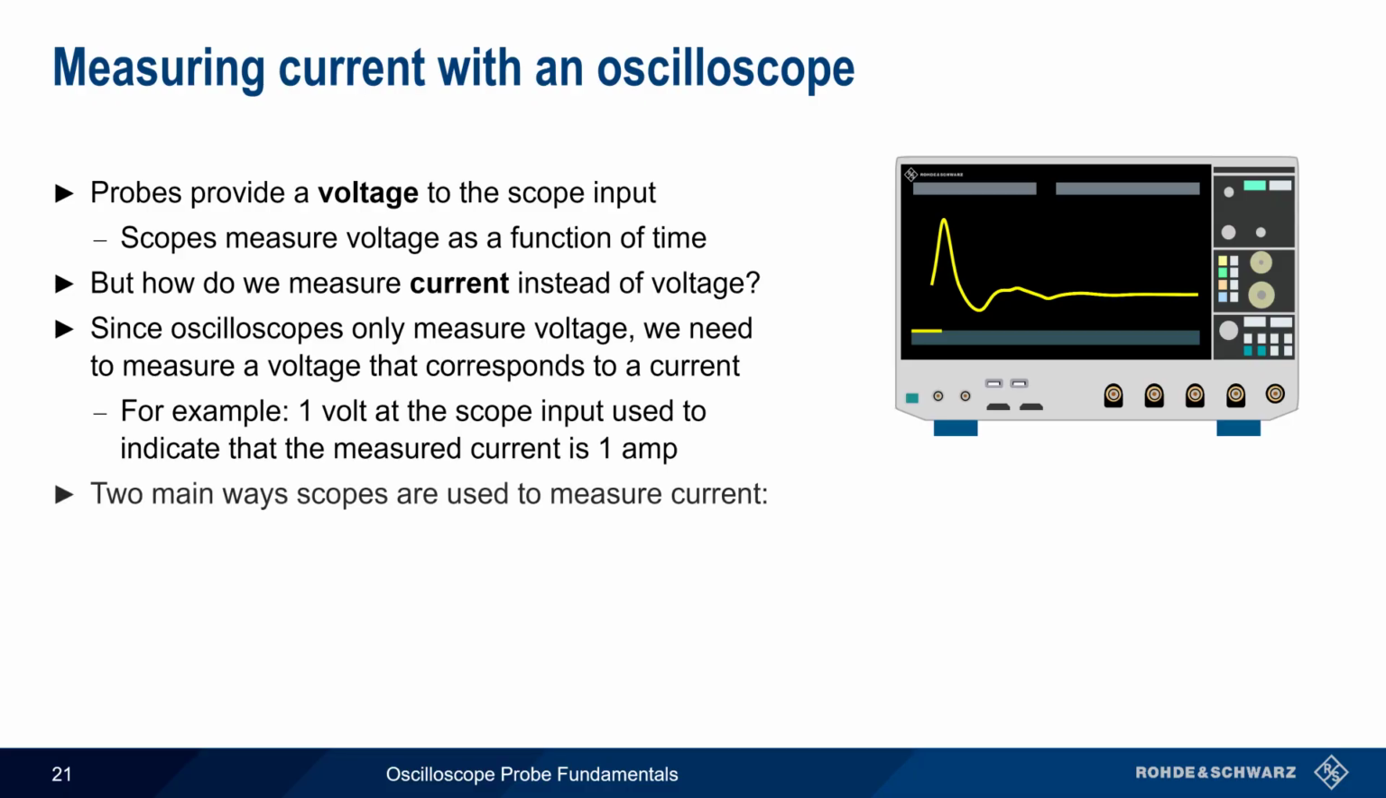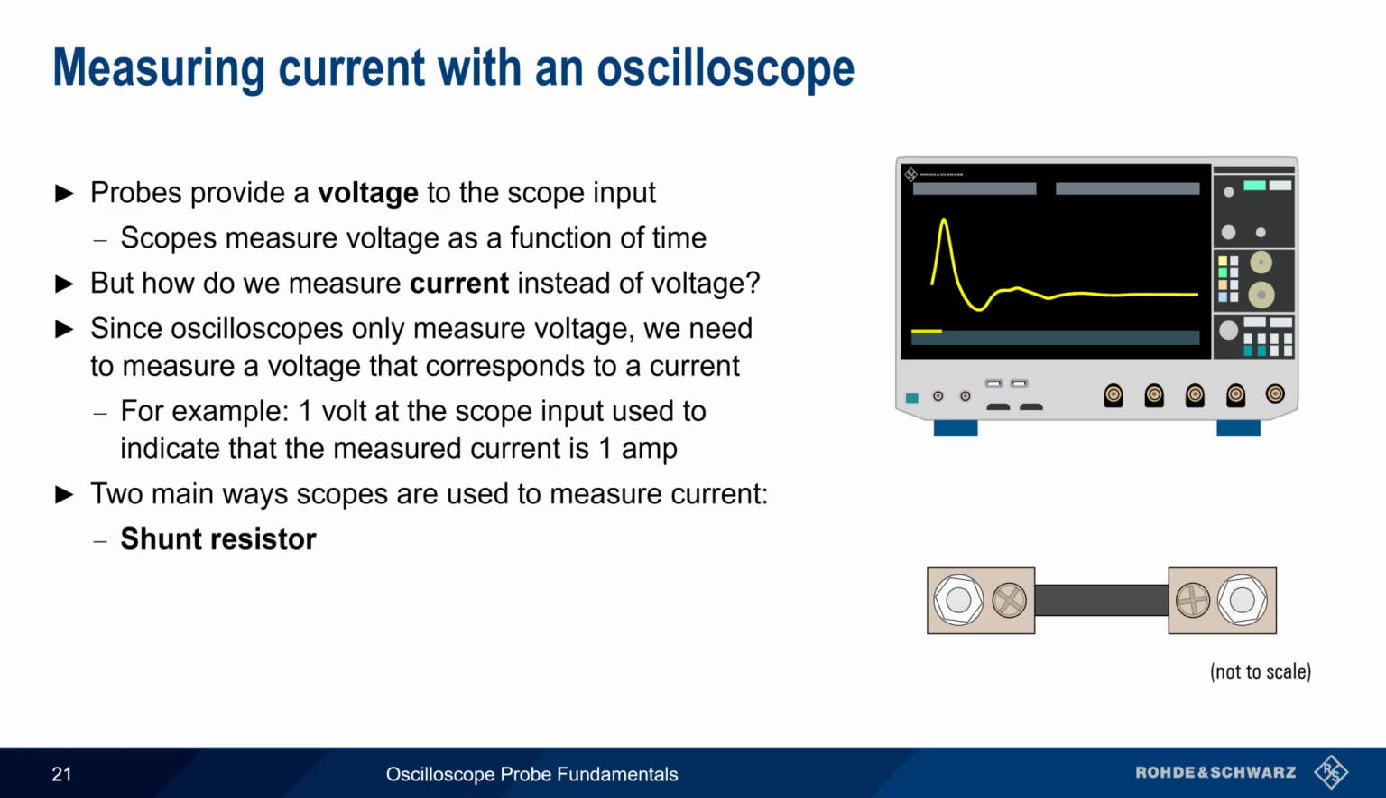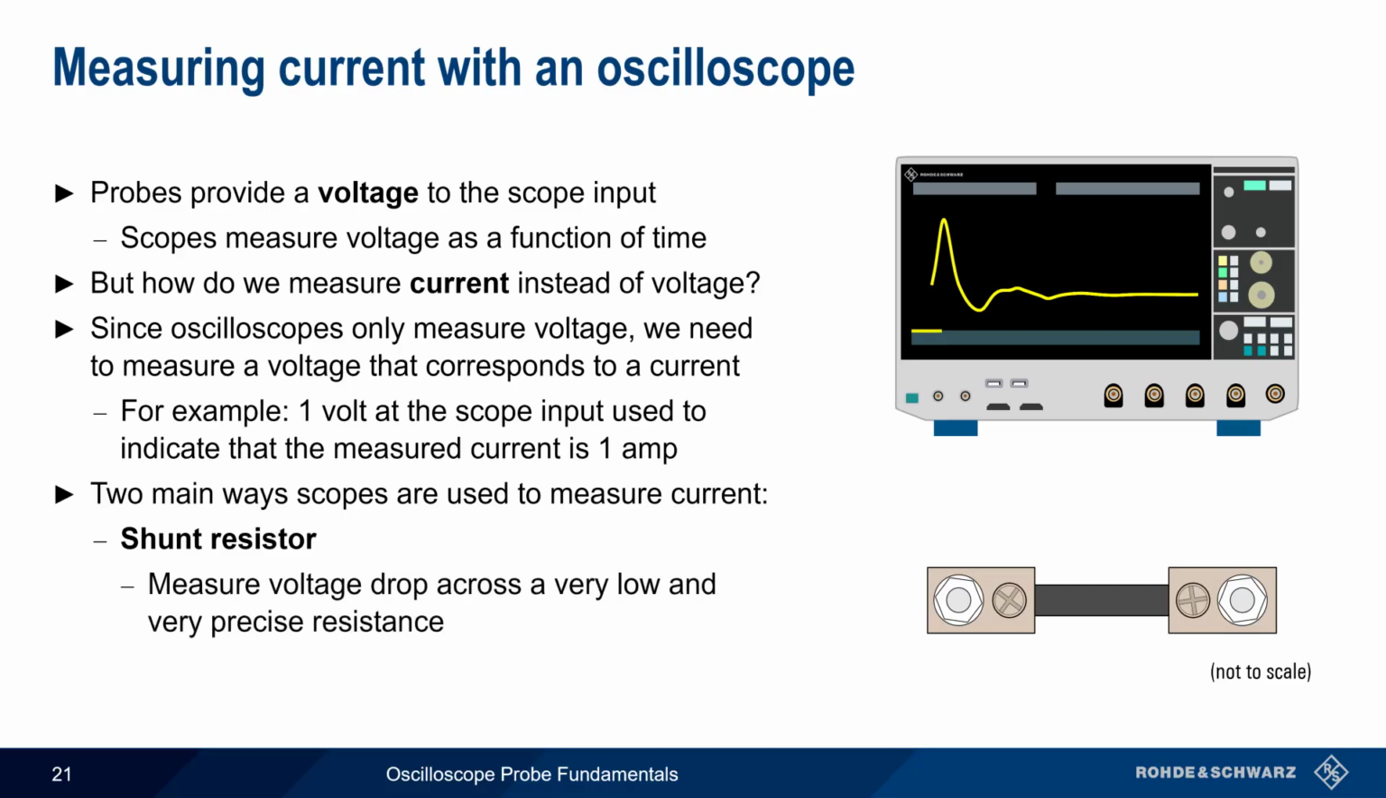There are two main ways that scopes are used to measure current. One of these is by using a so-called shunt resistor. Here we measure the voltage drop across a very low-valued resistor, typically single ohms or less, and then use Ohm's law to calculate the current passing through it. This often requires a special type of probe called a differential probe, something we'll discuss later in this presentation. The other method, and the one we'll discuss on the next slide, is using a special type of probe called a current probe.